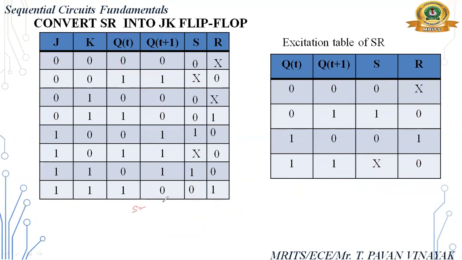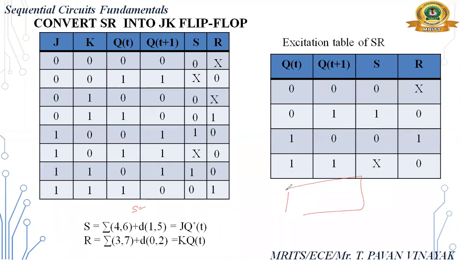S is equal to what? S is equal to sigma 4, 6, with don't cares 1 and 5. So let us see, I am applying the K-map for it.